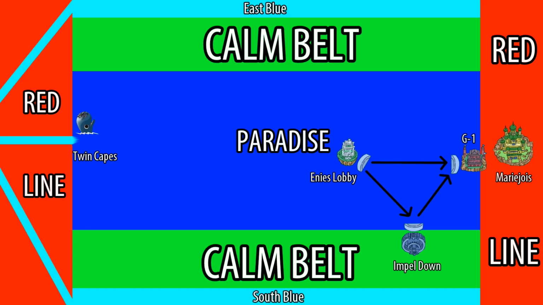Okay, so these are the locations that we know for a fact where they are. The triangle that makes up the special current, the tub current, might not be exact, but we know that Marine HQ is at the base of the Red Line, and we know that Impel Down is in the Calm Belt. So using triangular logic, we can figure out where Enies Lobby is, okay?